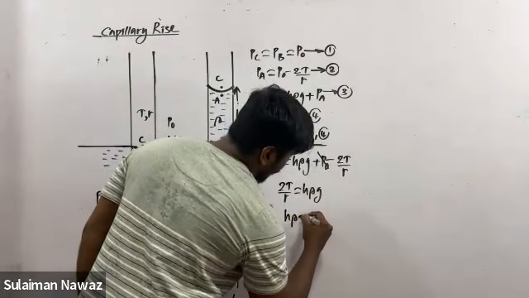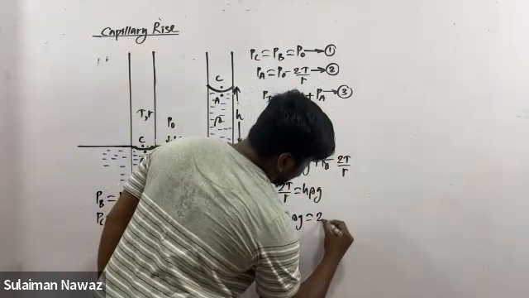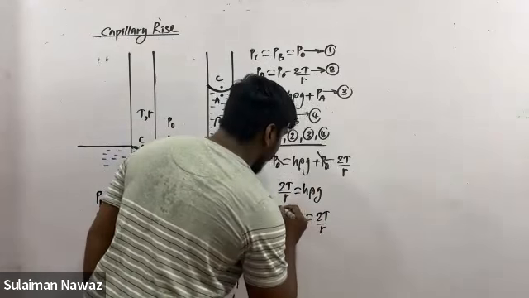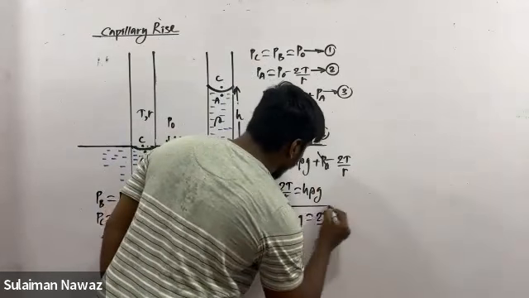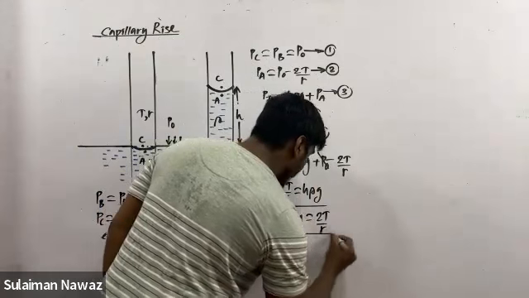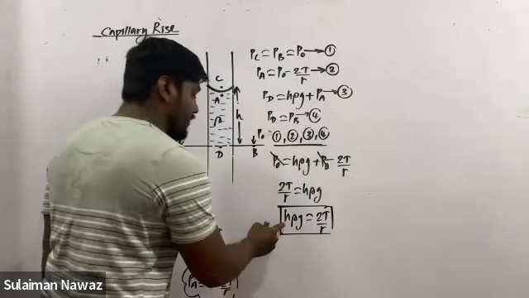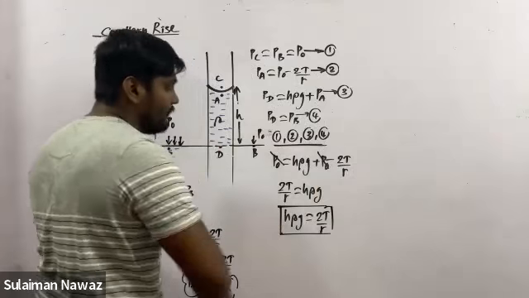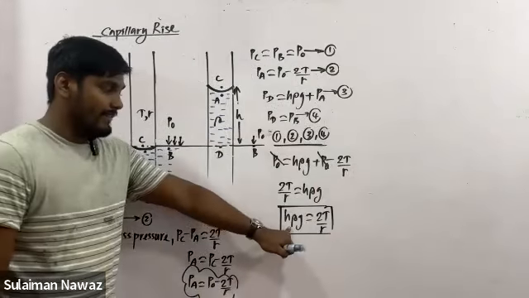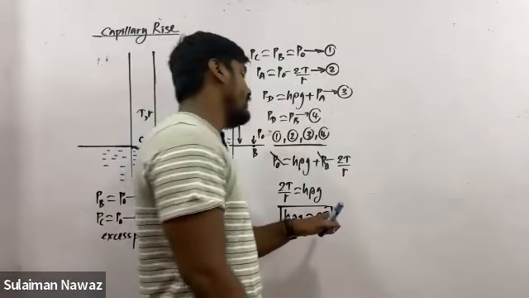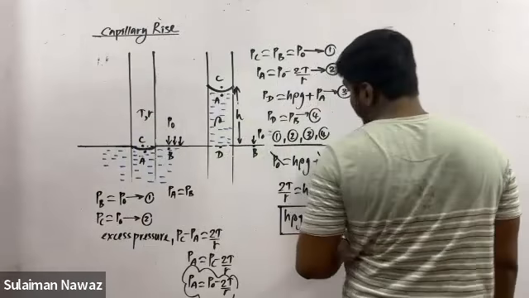This is also a somewhat important equation. Please learn this equation also. If you want to find the rise of the liquid inside the capillary tube, the rise of the liquid inside the capillary tube is H. The density of the liquid is rho, gravitational acceleration is g, the surface tension of the liquid is T, and the radius of curvature is R.